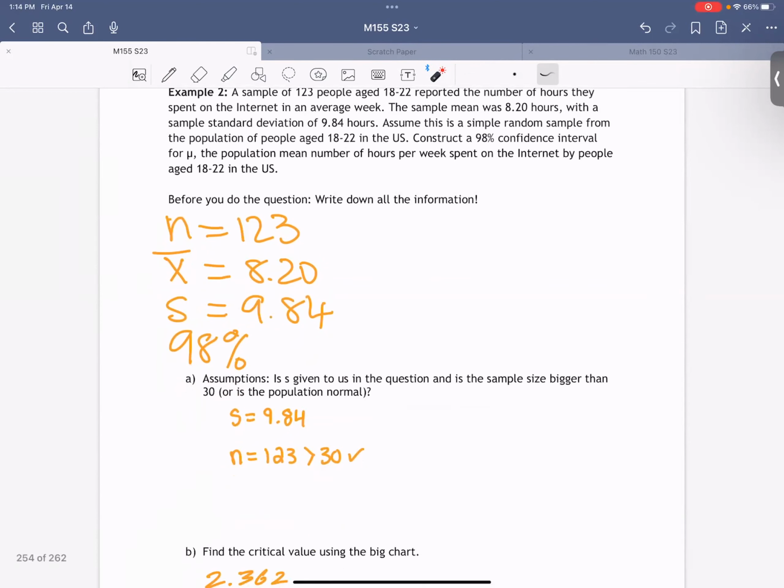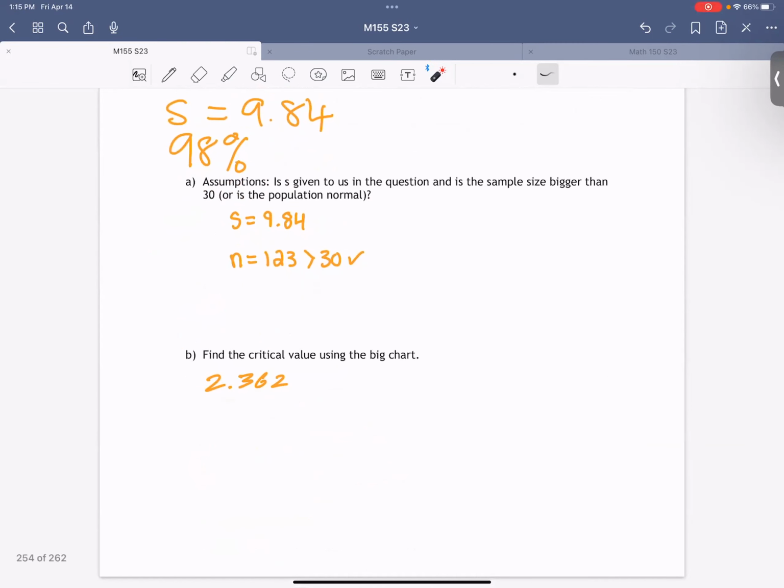All right. After that, I got Alyssa to write up her assumptions. I guess I don't really need to make you explain this as well because, well, S is definitely given to us. And the sample size was definitely bigger than 30. So nice job as well. All right. Part B was actually finding the critical value, and that was Mateus, right? Do you want to take us through how you did this one?